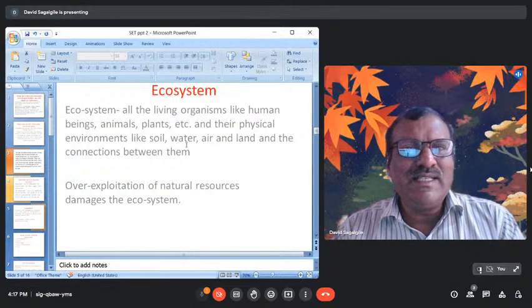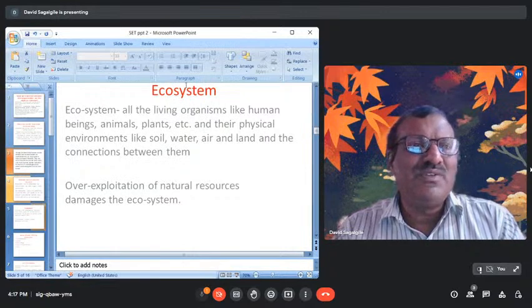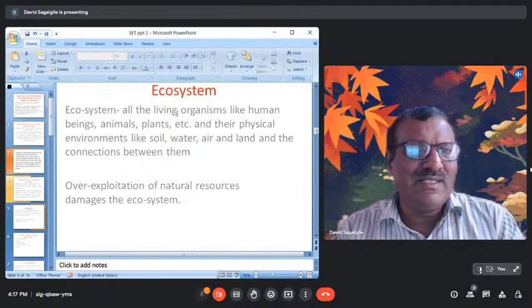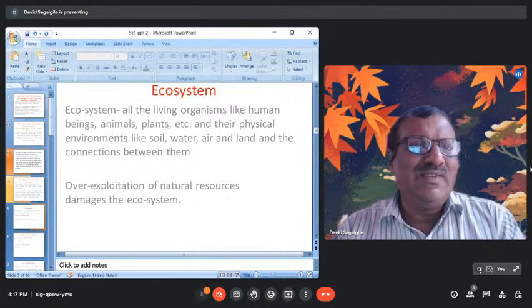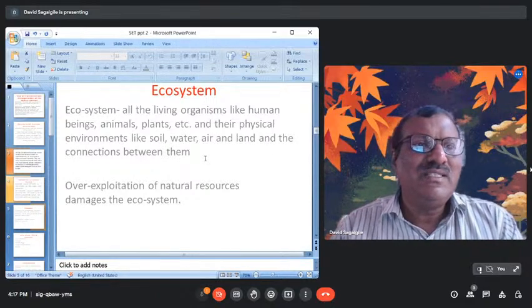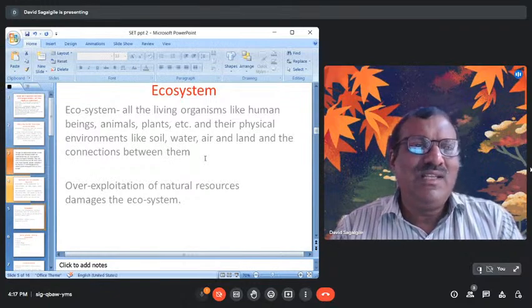Then the next terminology that we are going to see is the ecosystem. The ecosystem consists of all the living organisms like human beings, animals, plants, etc. and their physical environment like soil, water, air and land and the connections between them. So what is the ecosystem? The ecosystem consists of all the living organisms.